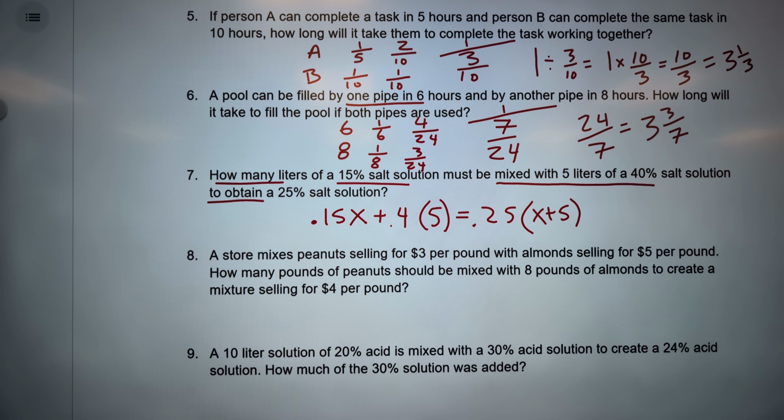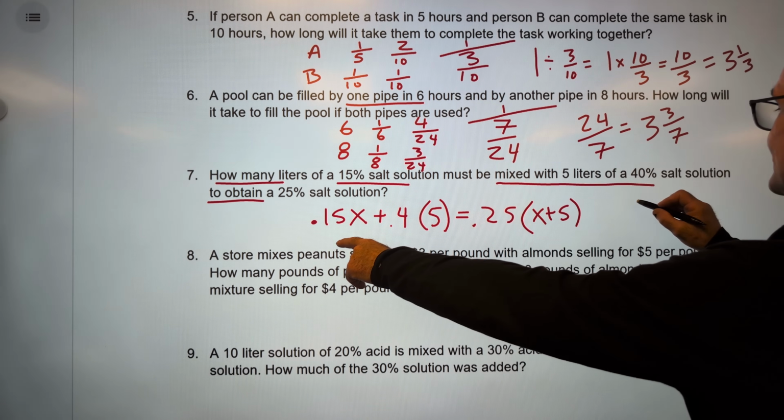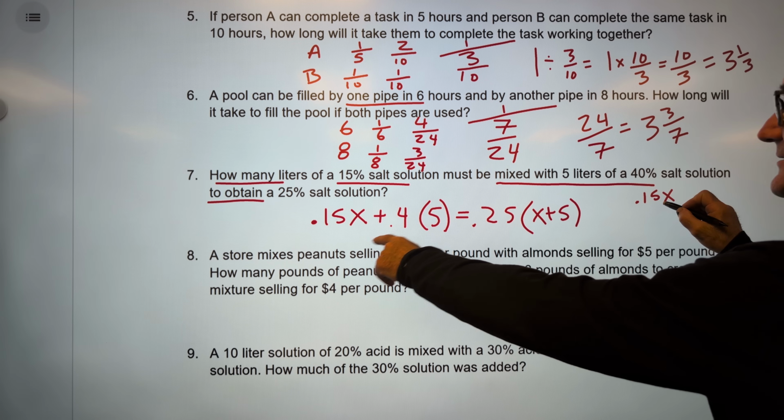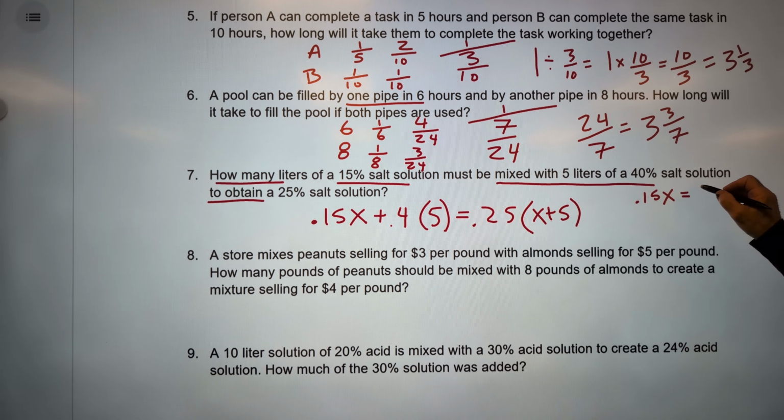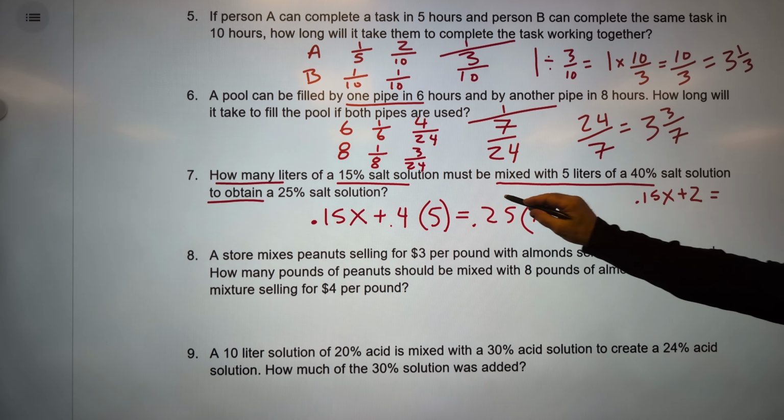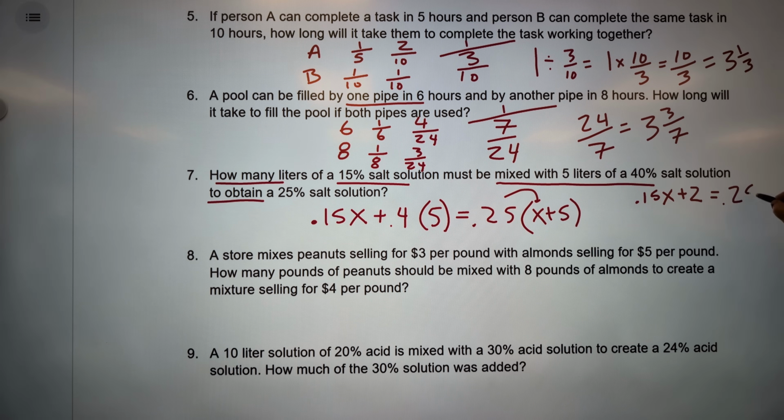It is hard to convert that into this. These are really one of the most classic style of hard math problems, are these mixture problems. So let me simplify this equation. 0.15x plus 0.4 times 5 is 20. Move the decimal place over once, so 0.15x plus 2. Got to distribute this through the quantity. 0.25x plus 1/4 of 5 is 1 1/4, I think. 1 1/4.